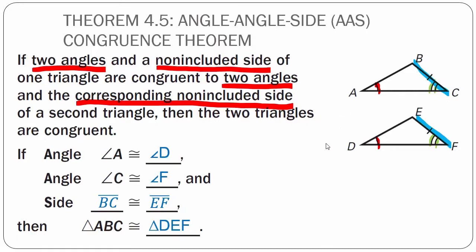And we know it's angle, angle, side because I have two angles and a non-included side. Notice that this side is not between the two angles. Then I am using the angle, angle, side congruence theorem.